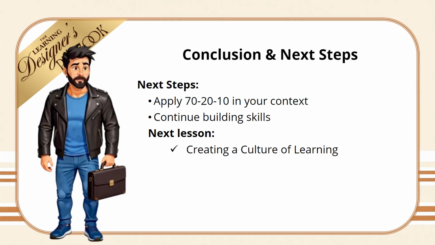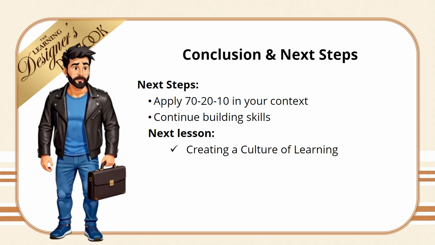As we conclude Lesson 12, let's talk about next steps. Start by considering how you can apply the 70-20-10 model in your own organization. Identify opportunities for experiential learning within your workplace. Look for ways to build social learning through coaching or communities of practice. Use formal training strategically to provide foundations and consistency. Remember that integration is the key. Don't treat the model as a rigid formula. Instead, use it as a flexible guide. Begin small by blending one course with on-the-job assignments, then scale as you gain results.